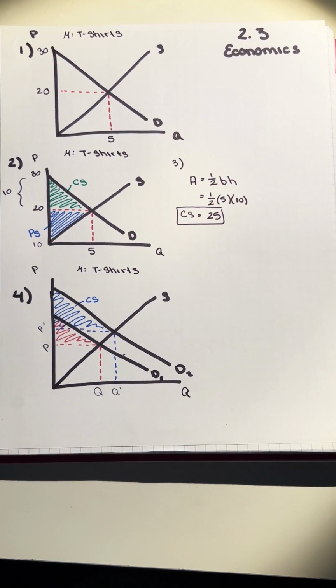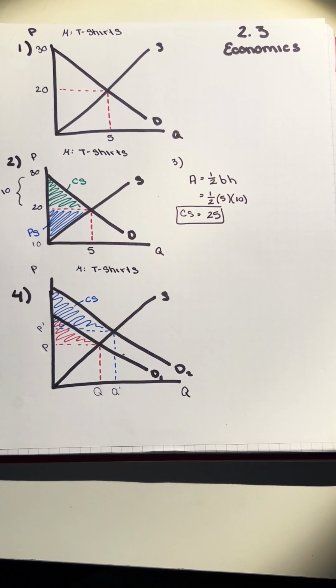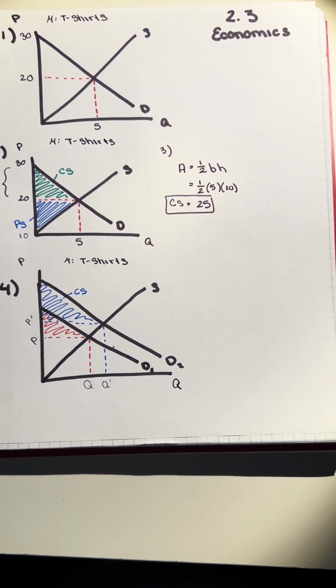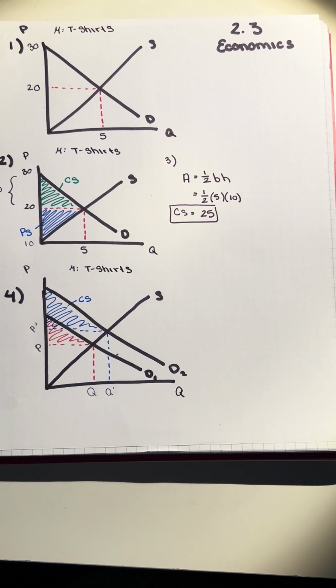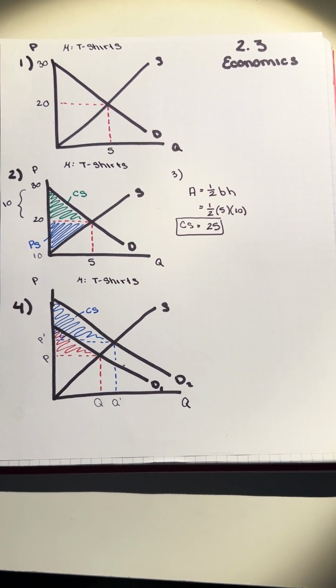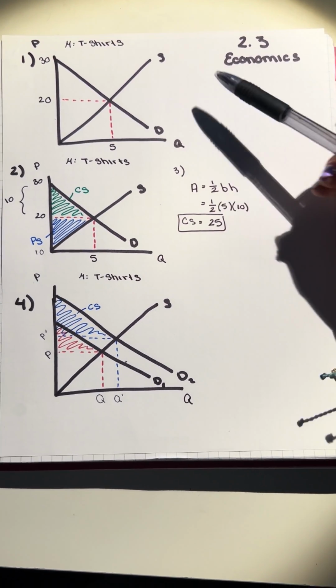Beginning with defining surplus: surplus is when the quantity of items supplied is greater than the quantity demanded by consumers, which leads to unsold inventory. An example of this is in our market of t-shirts.